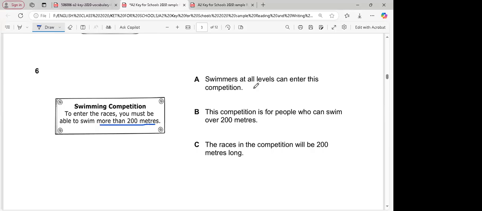Swimmers at all levels can enter this competition. This competition is for people who can swim over 200 meters. The races in the competition will be 200 meters long.